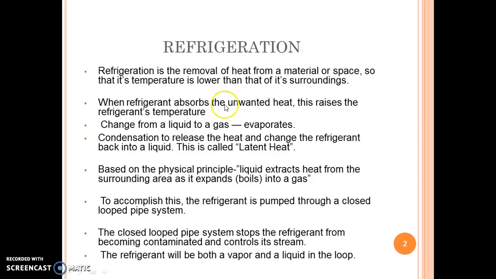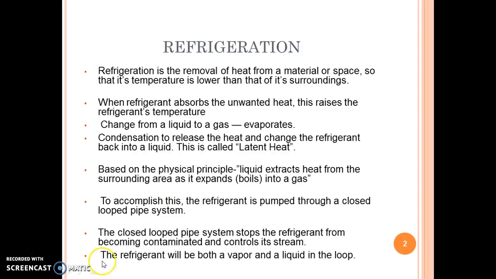Now, when the refrigerant absorbs the unwanted heat, it raises its temperature. Initially, it changes from liquid to gas, it evaporates, and then it again condenses to release the heat and changes the refrigerant back into a liquid. So, there will always be a liquid known as a refrigerant that is used to extract this heat.